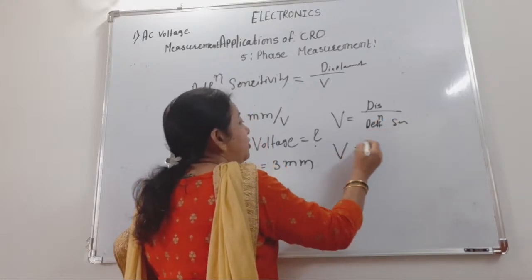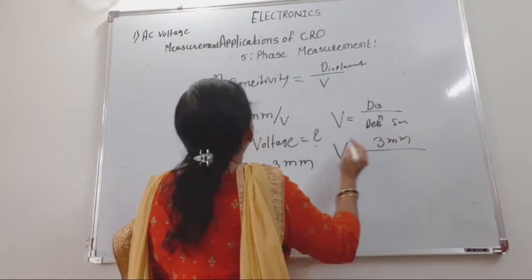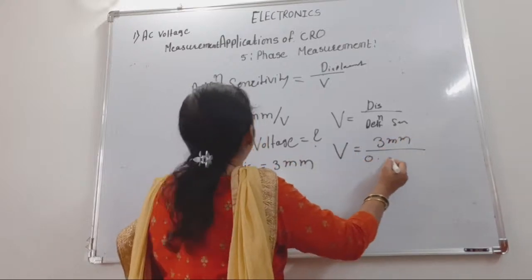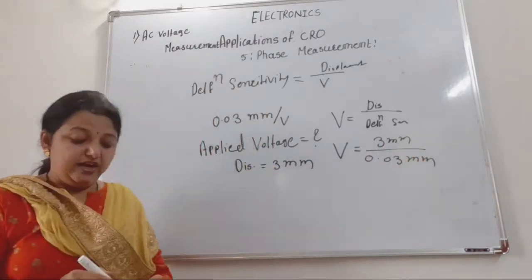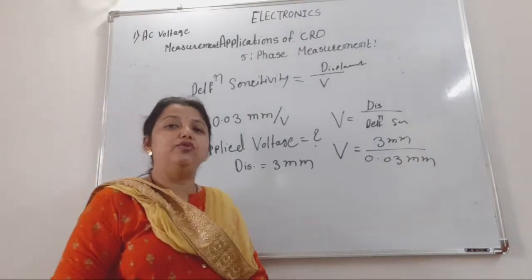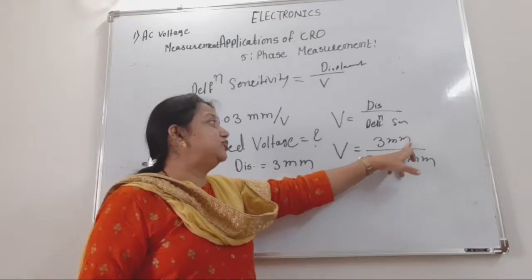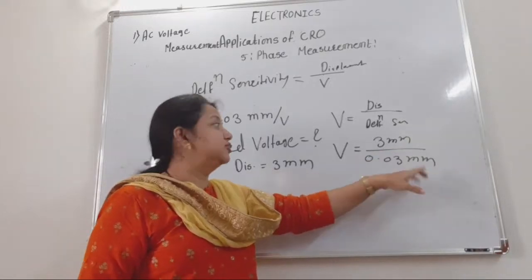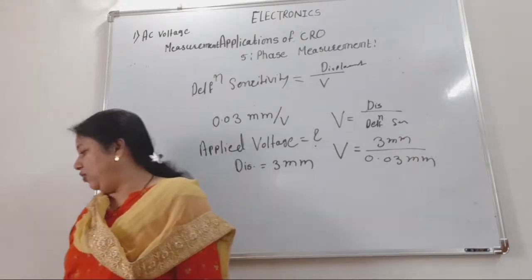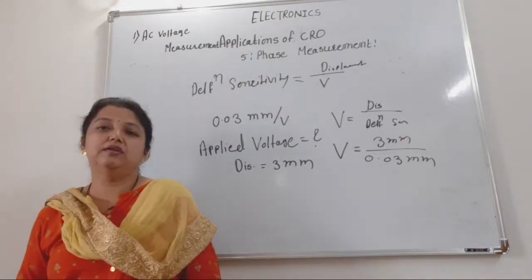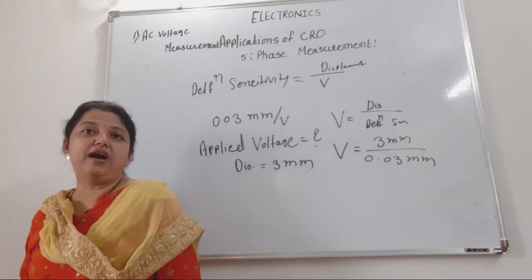So applied voltage is equal to displacement, 3 millimeter, and deflection sensitivity is given as 0.03. As both given quantities are in similar units, there is no necessity to convert to SI units. This is in millimeter, and this is also in millimeter. So you easily calculate the applied voltage, and the applied voltage here is 100 volt. Okay. Now you try to simplify a similar numerical.